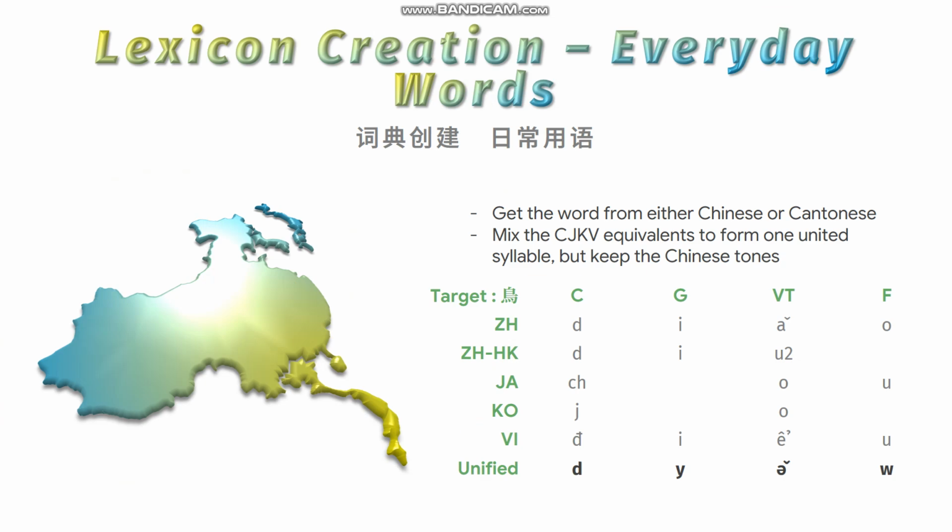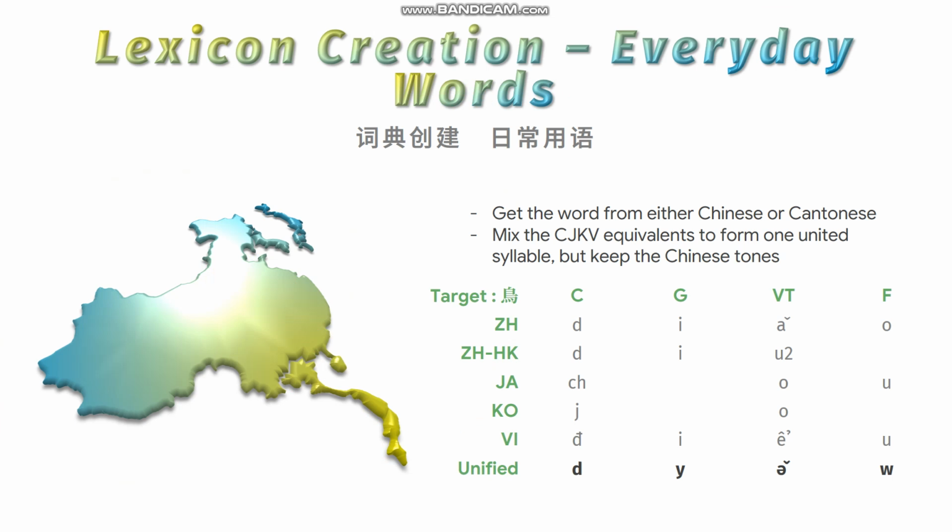You might be thinking, how do I create the lexicon? Get the word from either Chinese or Cantonese. Mix the CJKV equivalents to form one united syllable, but keep the Chinese tones. See this table right here. There are Chinese, Cantonese, Japanese, Korean, and Vietnamese syllables. And you are going to separate it with consonant, glide, tone vowel, and final consonant.